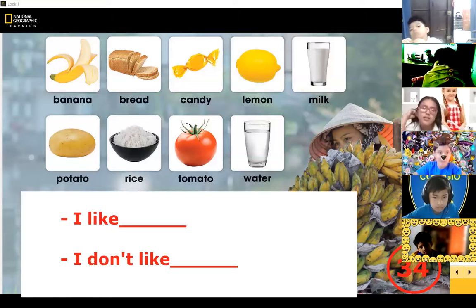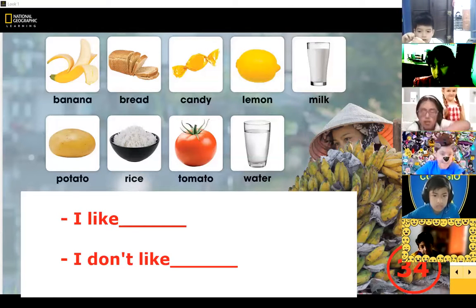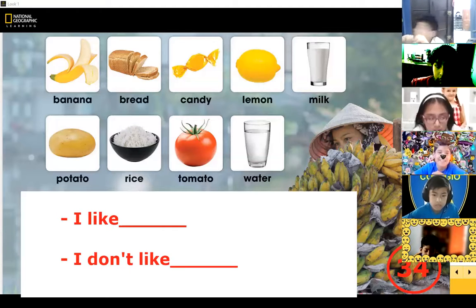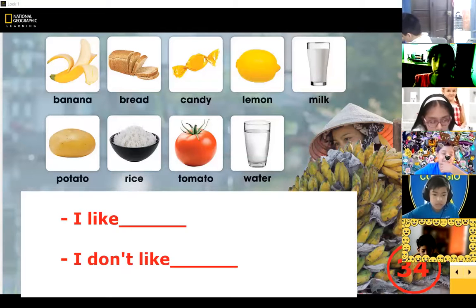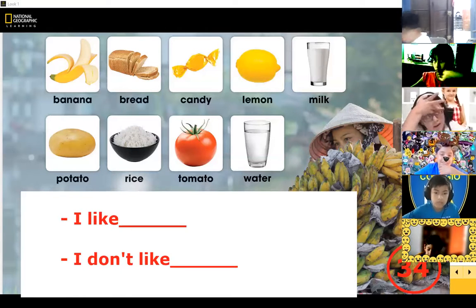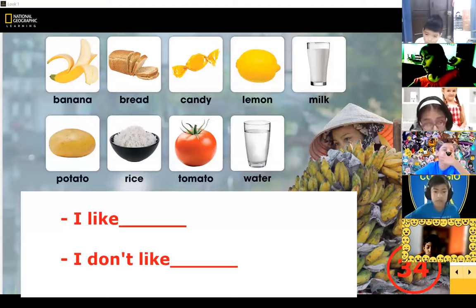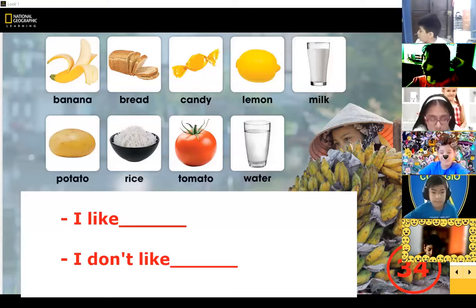I like candy. I like banana. I don't like rice. Oh, excellent. Very good. Thank you very much, Alexander. Now, Mauricio, Nicolas. Mauricio, hello. Mauricio, are you there? Hello, teacher. Okay, please, Mauricio, tell me your example.